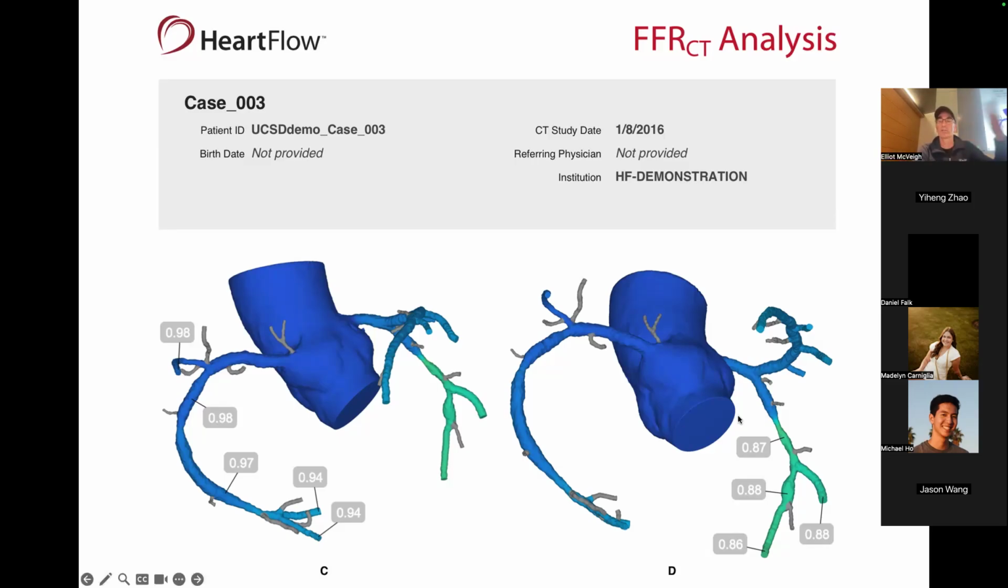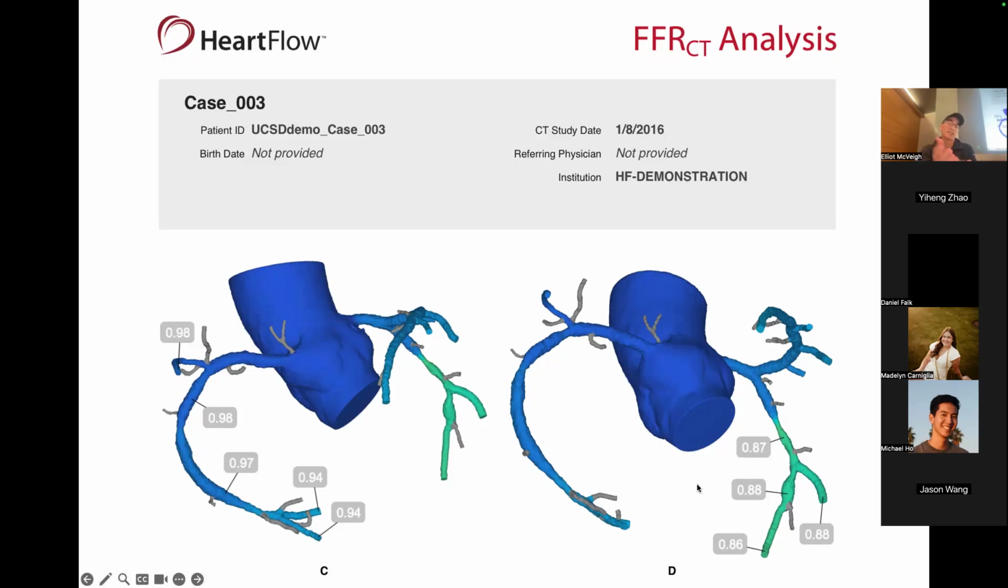And what was shown in a number of trials, like the FAME2 trial, was that if this pressure drop is more than 20%, if it's more than 0.8, then you should put a stent in this thing. And the reason you should do that is if you don't do it, people wind up back at the hospital and they get the stent anyway. So that's the threshold at which you put that stent in.